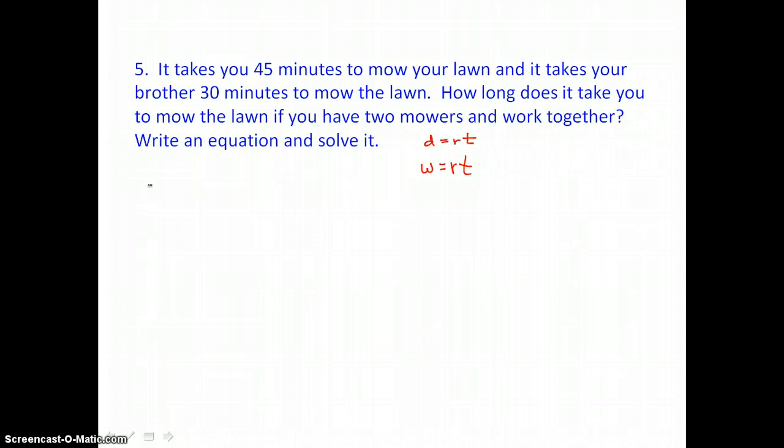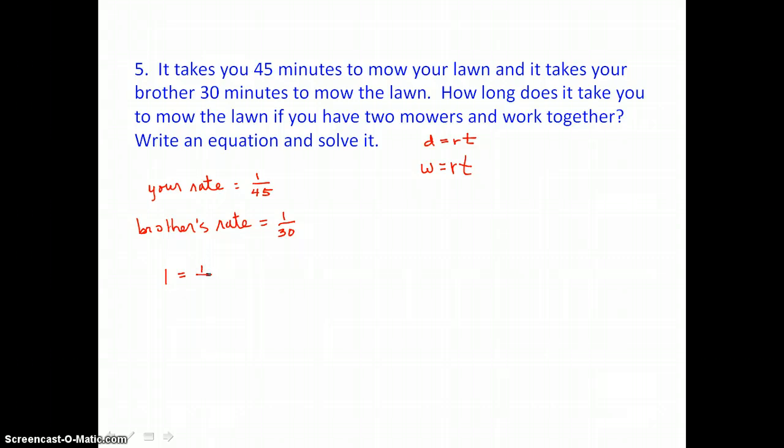I know that your rate for mowing the lawn is 1 lawn in 45 minutes, and your brother's rate is 1 lawn in 30 minutes. He's a little faster than you. Okay, now to write the equation, the amount of work we're doing is 1 lawn. It's equal to rate times time.